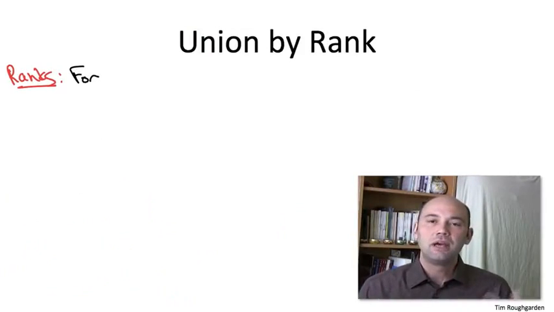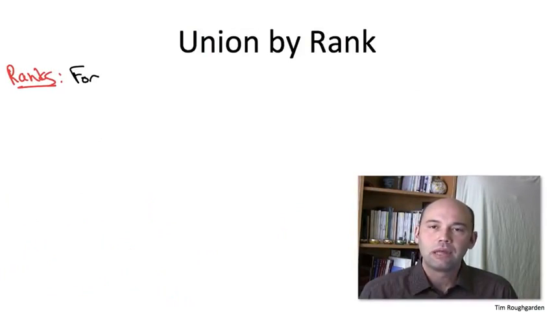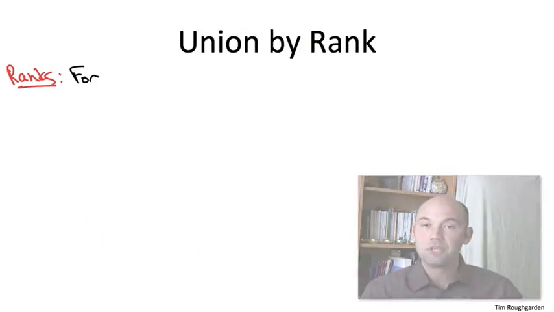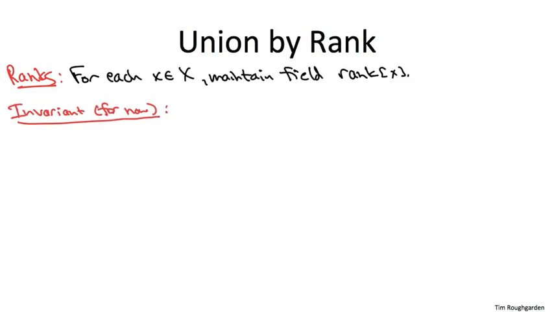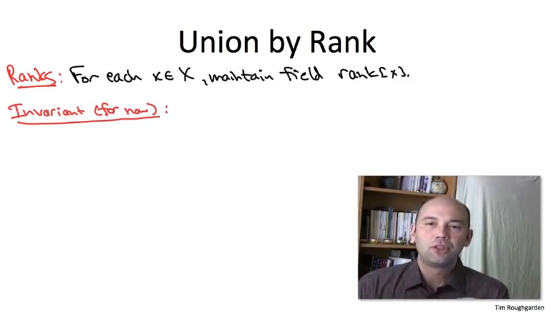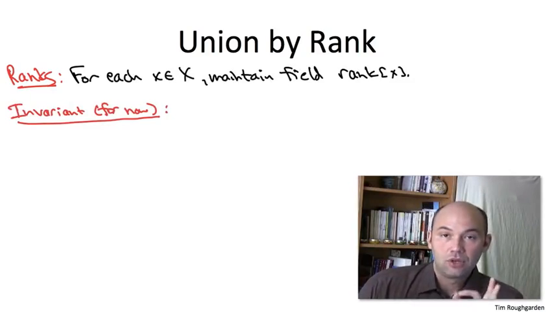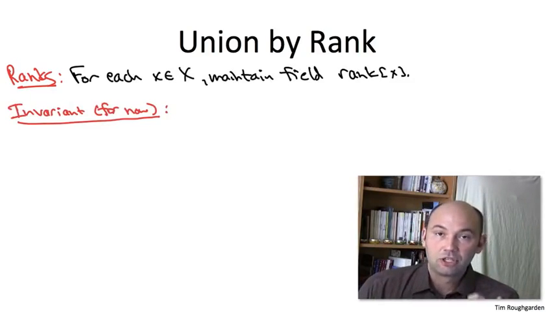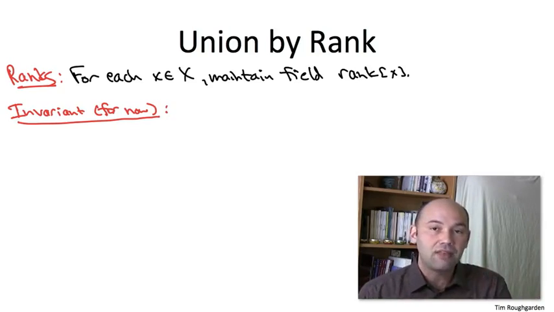So the rank is just going to be a second field along with the parent pointer that we maintain for each object. It's just going to be some integer. Let me tell you how I want you to think about the ranks, at least for now. I'm going to give you some very natural semantics, but I want to warn you, they're only going to hold valid for the next couple of videos. When we introduce something else called path compression, these semantics are going to break down. But initially, this is how I want you to think about ranks.